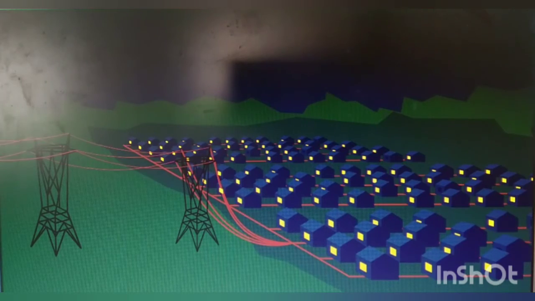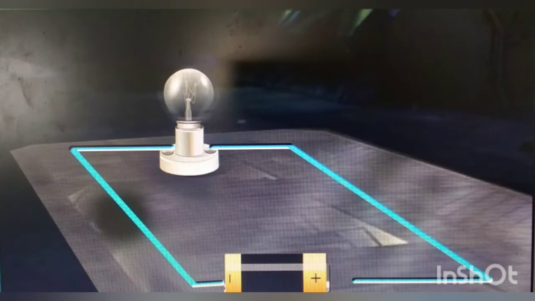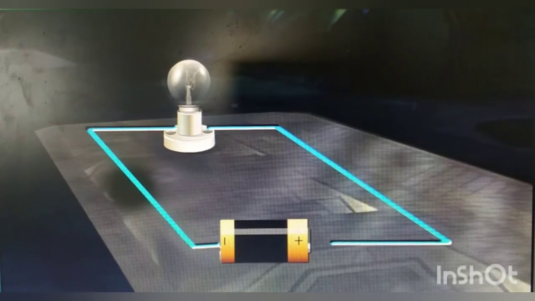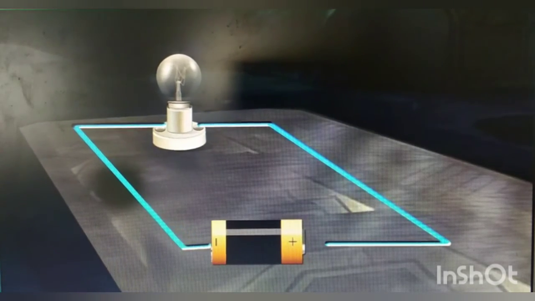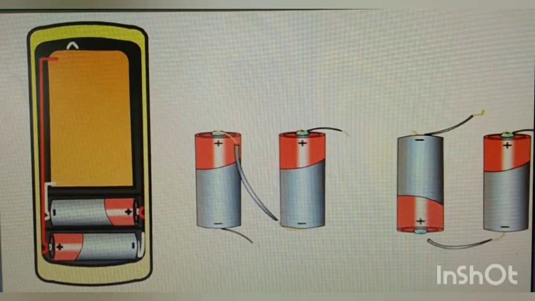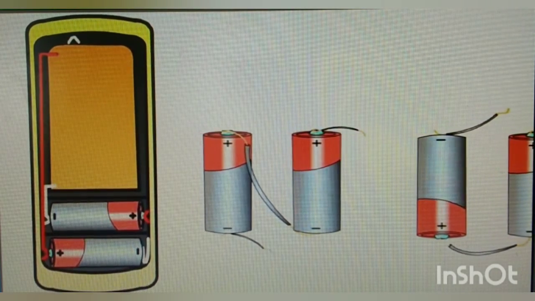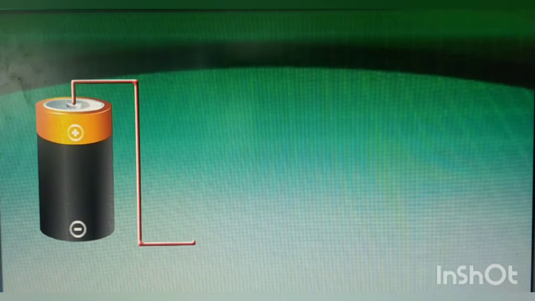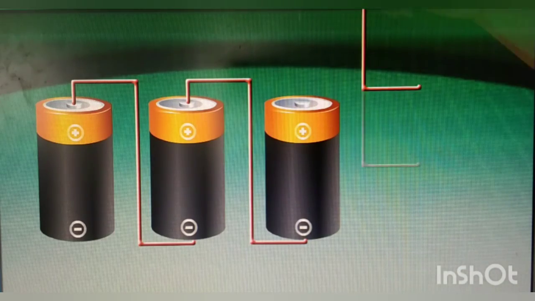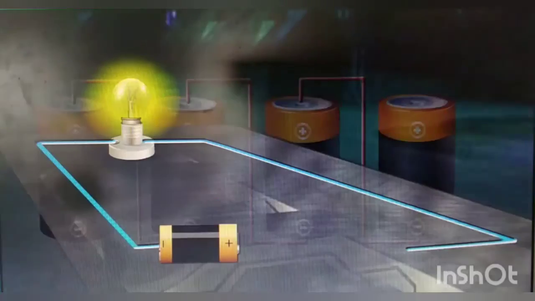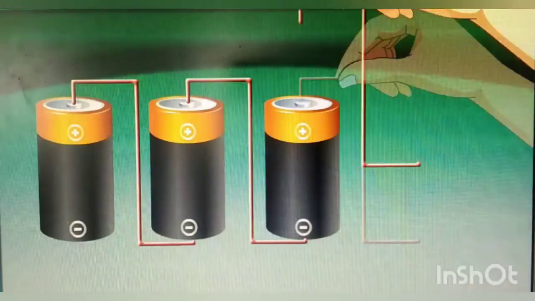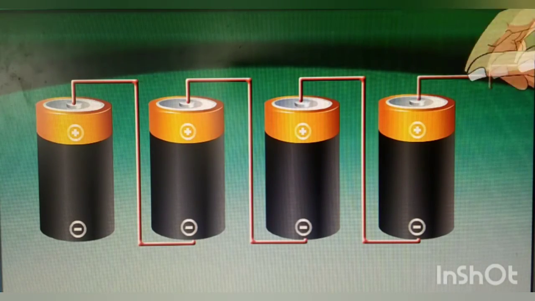Now, connecting cells. You must have seen more than one electric cell connected in an electrical circuit. In a transistor radio, 2 to 3 dry cells are seen to be connected in series, and the purpose of doing this is to obtain more potential difference than that of a single cell. Therefore it is possible to obtain higher current. Here they have been shown in the figure.